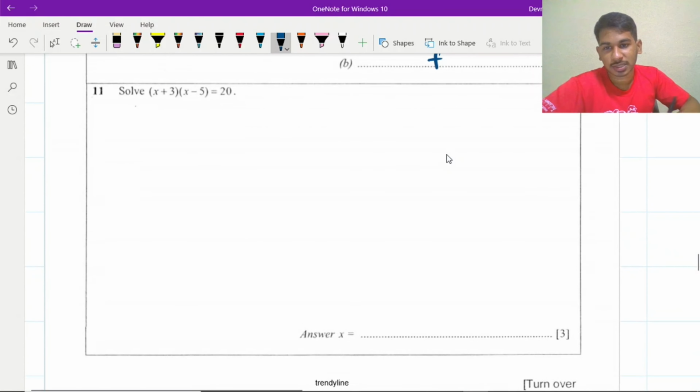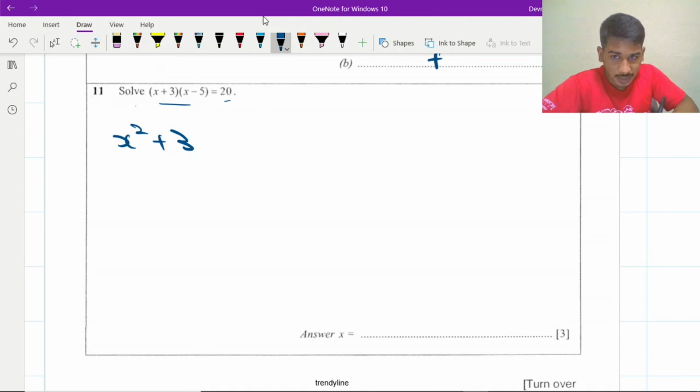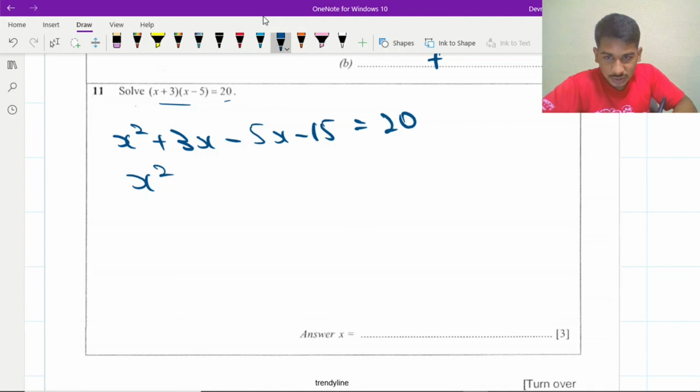Solve that thing. Okay, to solve this kind of quadratic equation, if there is a zero here, we could have solved it immediately. If that's not the case, we have to expand it out and then solve it. So it's going to be x squared plus 3x minus 5x minus 15 is equal to 20. I move all the things to here: x squared minus 2x minus 15 minus 20, or minus 35, is equal to 0.